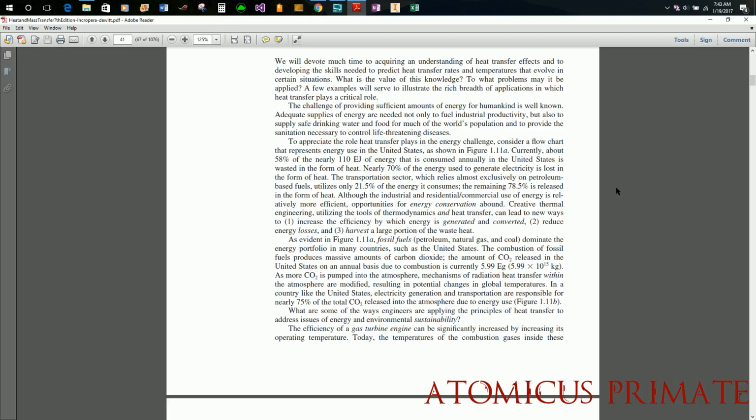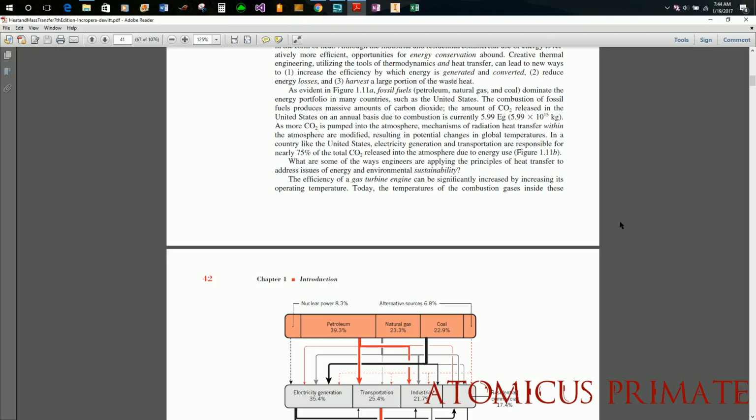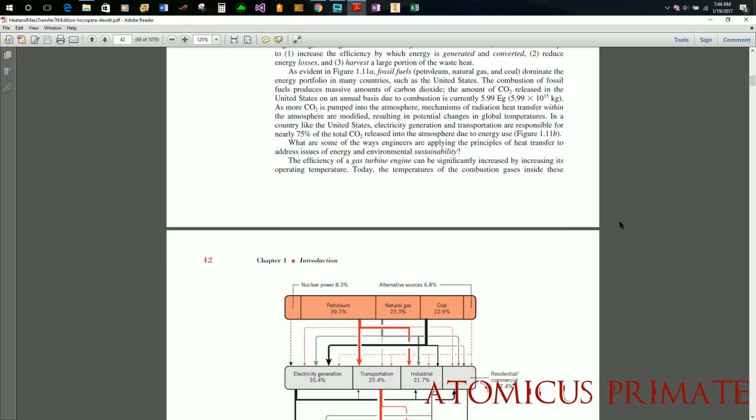In a country like the United States, electricity generation and transportation are responsible for nearly 75% of the total CO2 released into the atmosphere due to energy use. What are some of the ways engineers are applying the principles of heat transfer to address issues of energy and environmental sustainability? The efficiency of a gas turbine engine can be significantly increased by increasing its operating temperature.